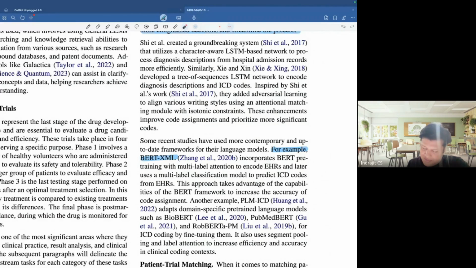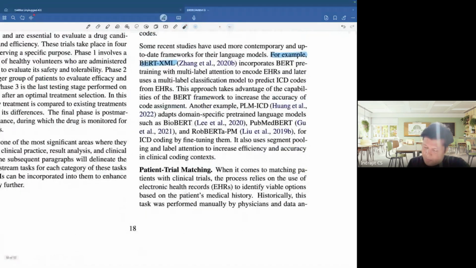There is PLM-ICD. There's BioBERT. BioBERT has been around for some time, and a lot of organizations are already using BioBERT for this. And there's PubMedBERT and RoBERTa-PM and so on, right? So that is for ICD coding. And then we have patient trial matching.